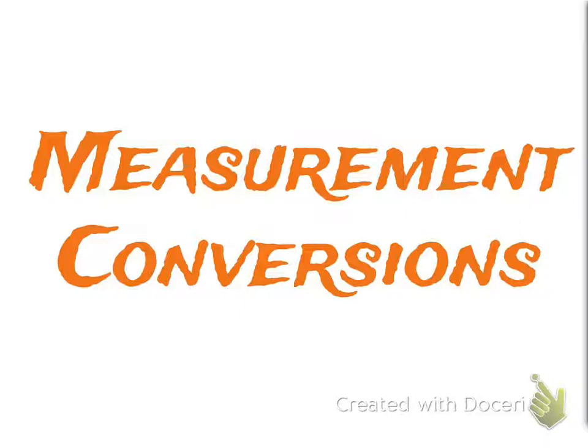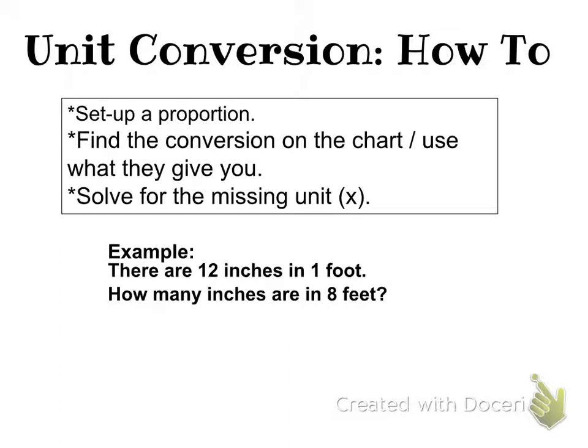Now, in the past you may have had to memorize some measurement conversions, but in 6th grade we actually don't have to. They're going to generally give us a chart to start with, and so we'll be able to use our chart, and they want us to solve it using a proportion. So I'm going to show you what that looks like. So here's the how-to. First, you set up a proportion, find the conversion on the chart, or use what they give you. Sometimes it'll be written in a sentence, and then you solve for the missing piece.